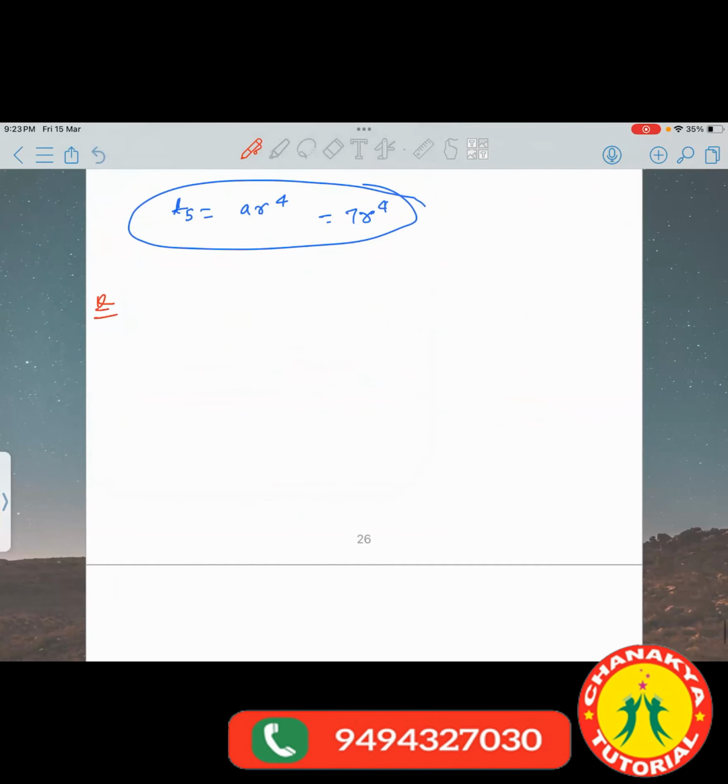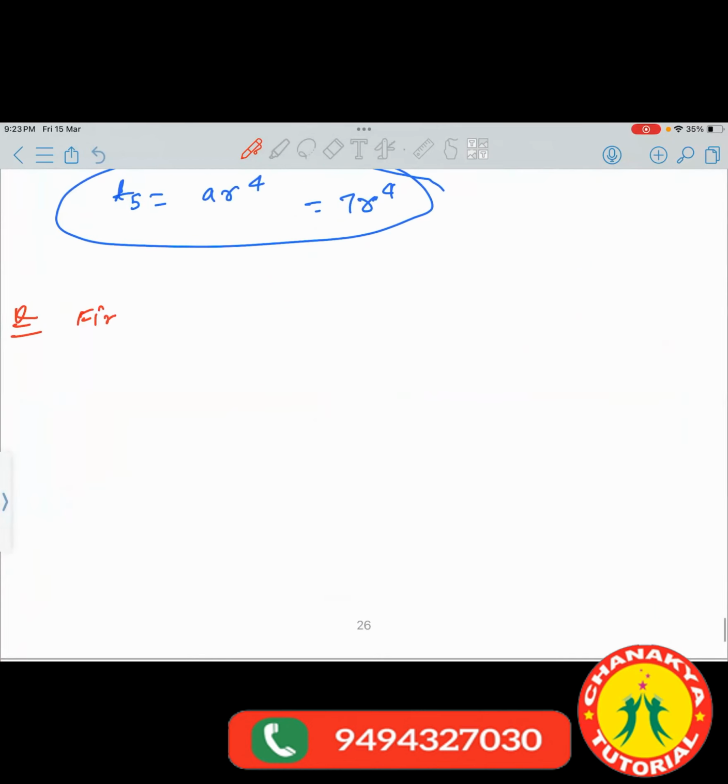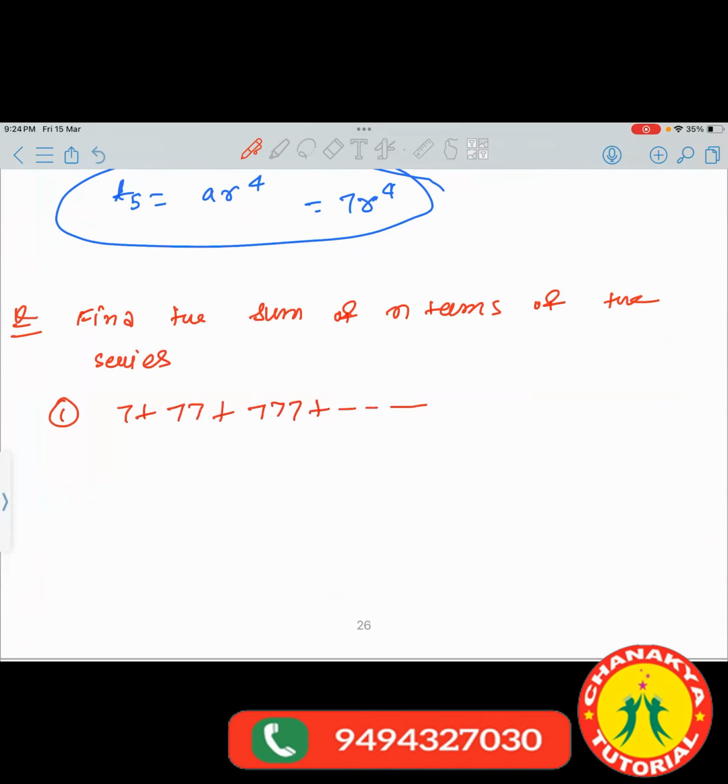Now, this is a special series. I need to discuss one more question. Find the sum. I will try to do the maximum types of questions of the series. First is 7 plus 77 plus 777 plus like that. You have to find its sum. I will solve one, and one will be homework: 8 plus 88 plus 888 like that.